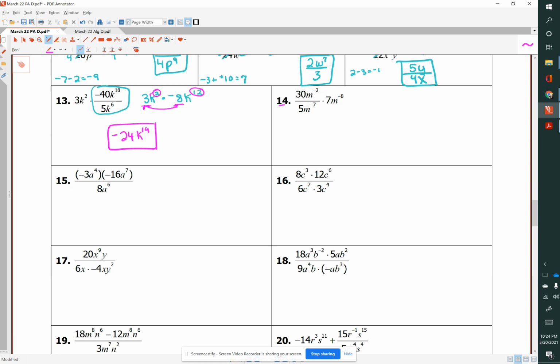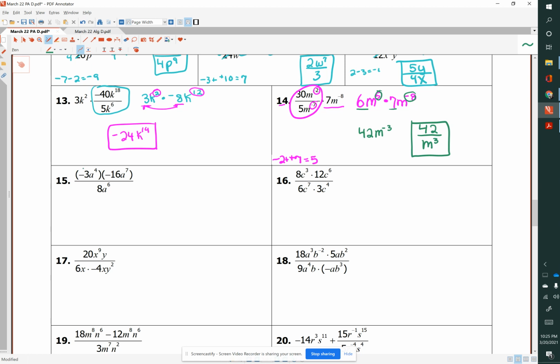Now, on this problem, number 14, we're going to start with the left side. So 30 divided by 5 is 6, and m is negative 2 minus negative 7. Well, negative 2 minus negative 7, that's our not rule, so that's going to equal 5. So 6m to the 5th power times, and then we have the rest of the problem, 7m to the negative 8th power. So now we will change our color. We're going to multiply 6 times 7, which is 42. And our m will be 5 plus negative 8, which is negative 3. And we need to put that negative 3 in the denominator. So we'll have 42 in the numerator, m to the 3rd in the denominator. And that is our final answer.